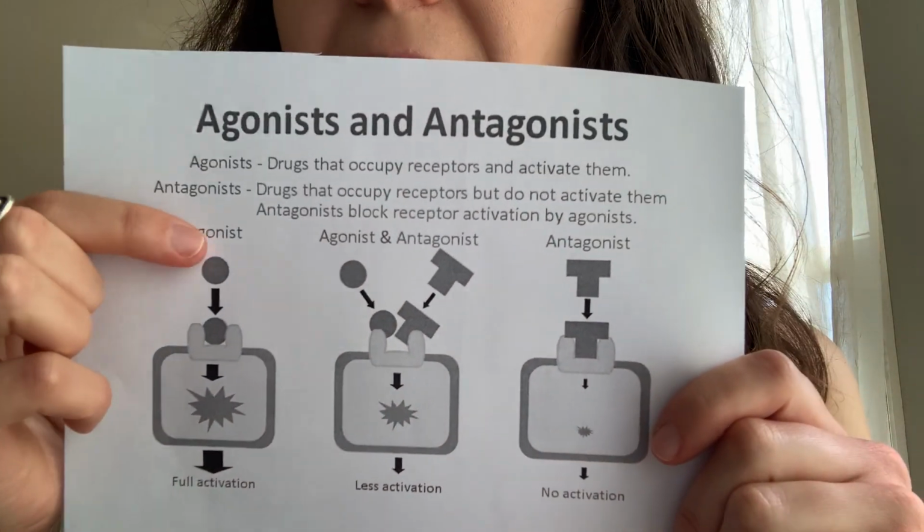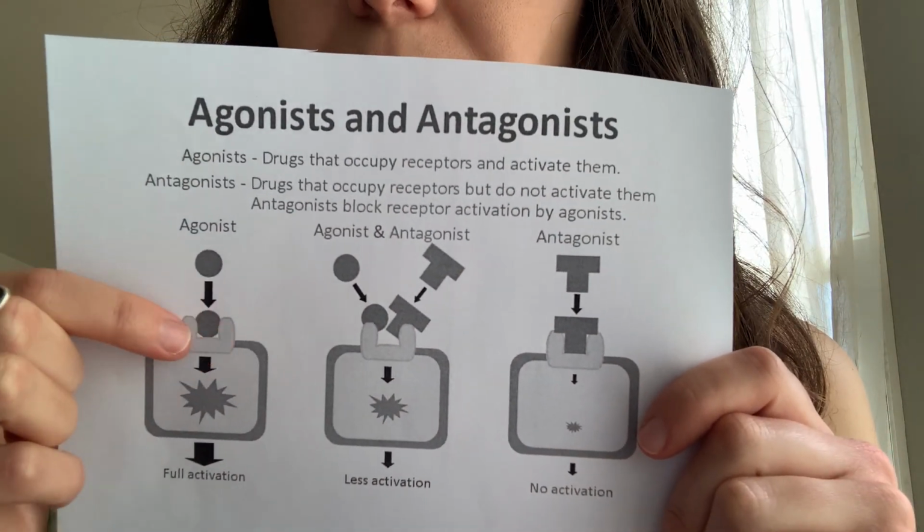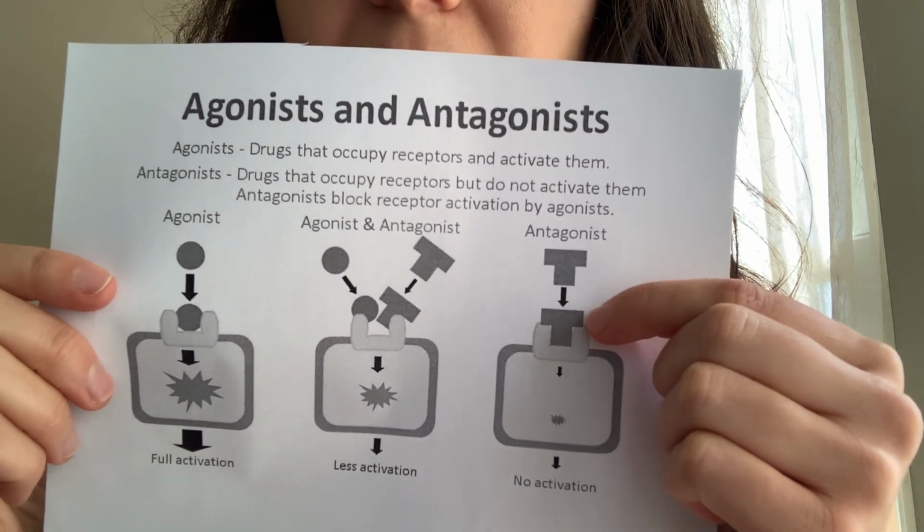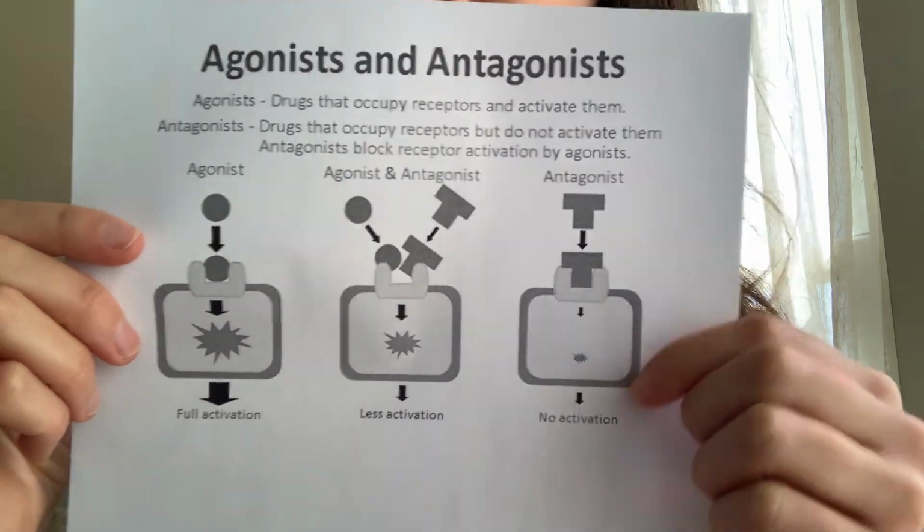So here's my little picture. Agonist bonds to the receptor here and it causes an action. Antagonist, it blocks the receptor and causes no action. Very simple, right? Now, let's talk about something a little more complicated. We're going to talk about neurons, synapses, neurotransmitters, receptors, the whole thing.